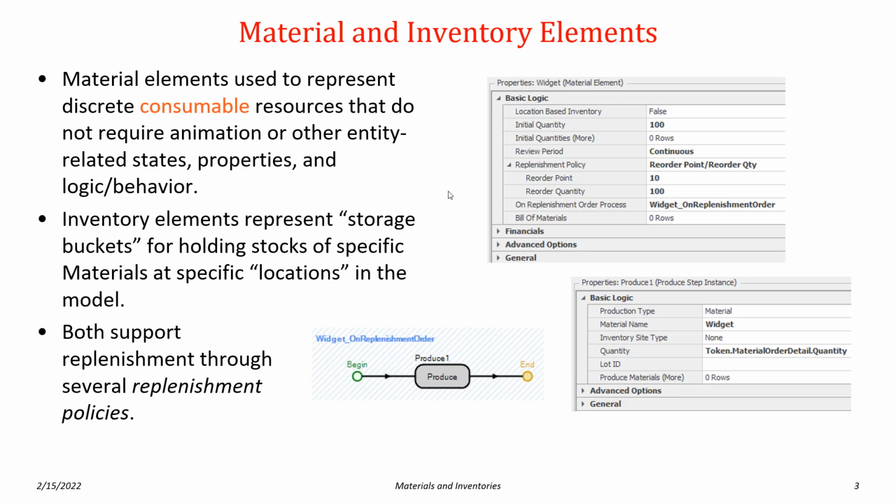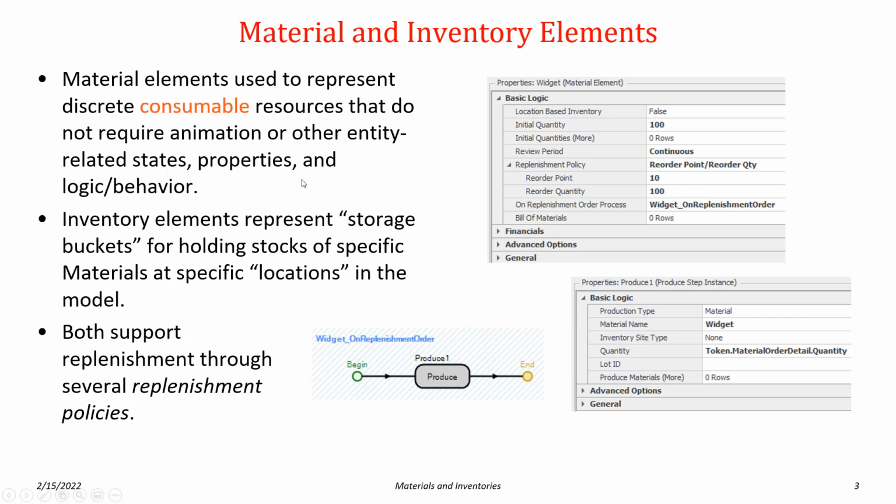Okay, so in the last lecture, we introduced the material and inventory elements, and we noted that material elements are used to represent discrete consumable resources where we don't need any animation and we don't need to have the overhead associated with entity instances. And so essentially it's just keeping a count of available inventory. When we introduce inventory elements, then they represent storage buckets or actual physical locations in your model for holding stocks of specific material. So in a factory model, I might have one inventory at a production line, another inventory in a warehouse for the same material.